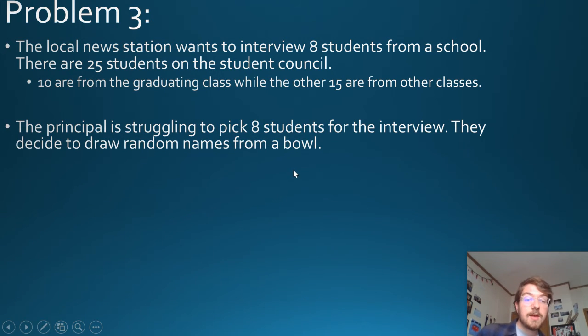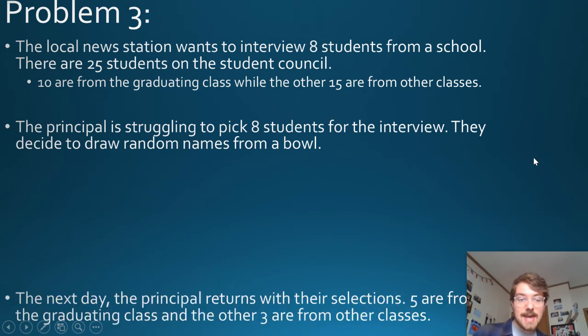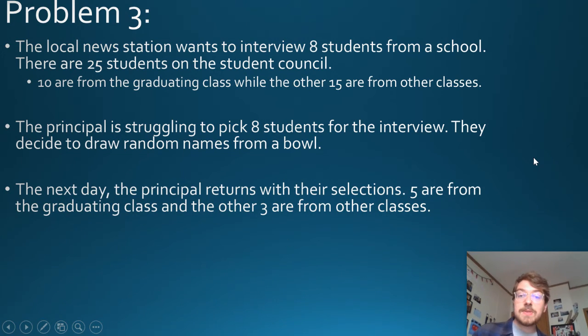Now, the principal, they're struggling hard to pick these 8 students from the council. So many different backgrounds and activities. Who are you going to pick? And how are you going to pick? So, the principal needs to draw random names from a bowl. They decide the only way to make it fair is if I write all your names on a piece of paper, drop them in a bowl, and I just draw 8. That's what I'm going to do. So, the principal goes home, does that, comes back the next day with their selections.